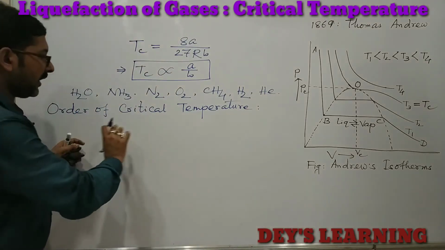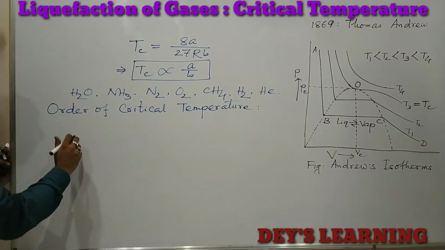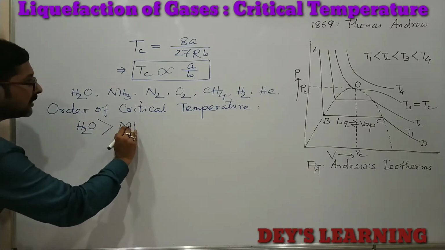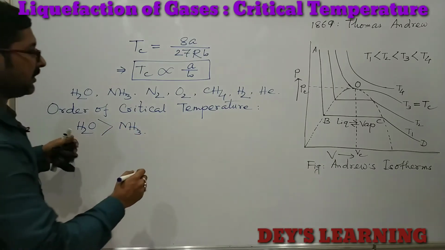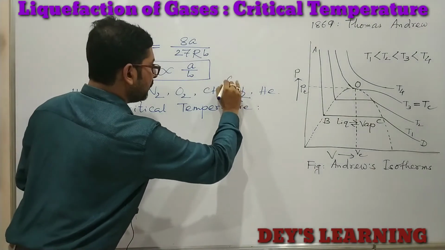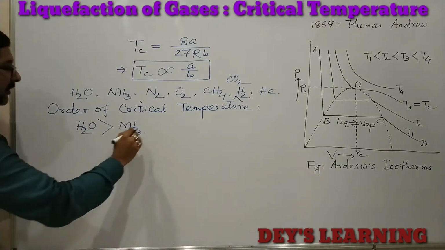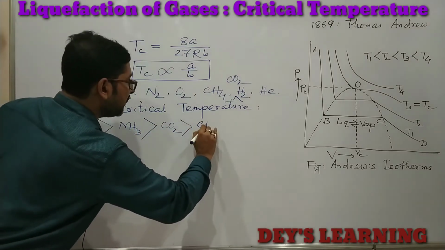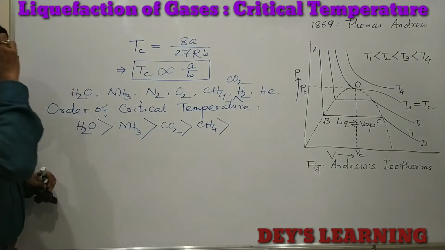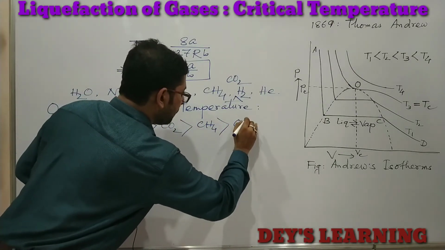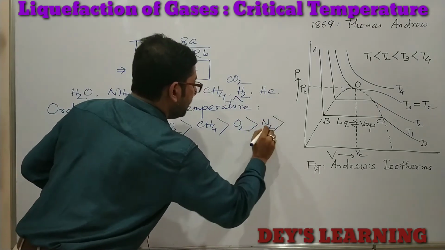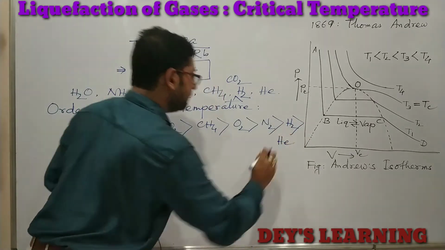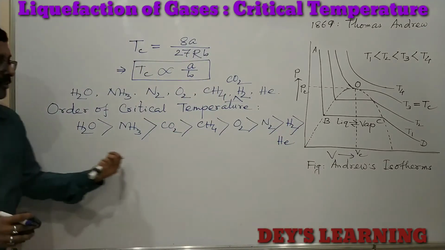First of all, we write the order and then explain it. Firstly, this is water, next it is ammonia, there may be carbon dioxide also, next comes CO2, next it is methane, then oxygen, then nitrogen, then hydrogen, and lastly helium. So how can we explain this order?